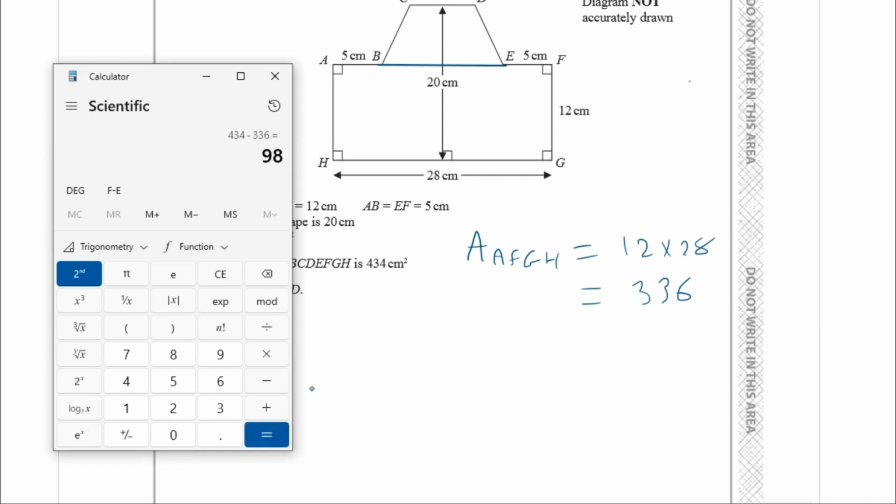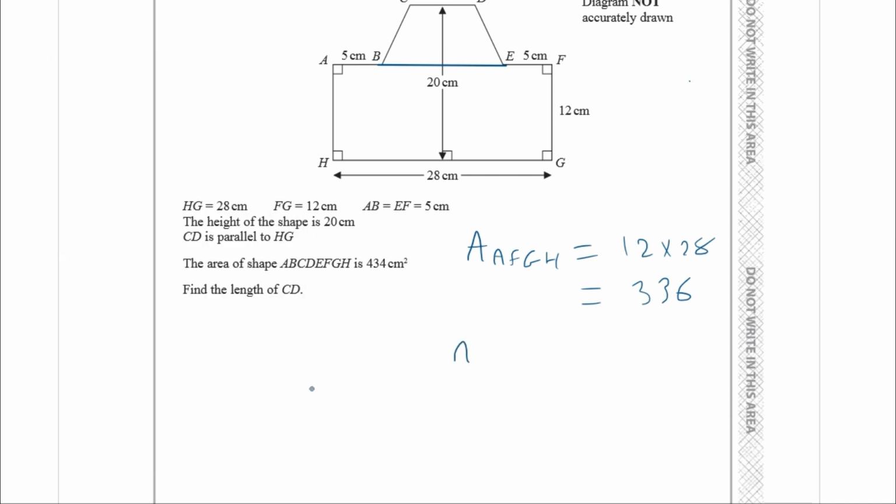So the area of the trapezium is 98. And so this question really becomes a question based on how, if you know that this height here is 20 minus 12, so this height is 8.